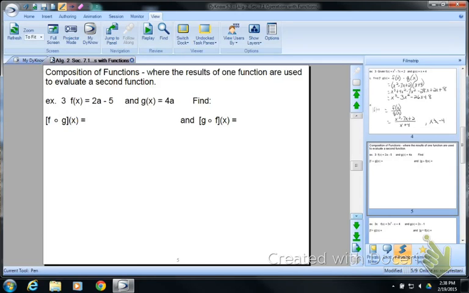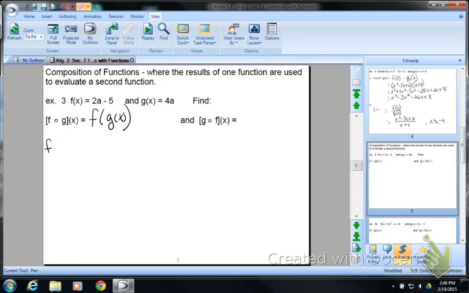Composition of functions, or where the results of one function are used to evaluate a second function. Example 3, f of x is equal to 2a minus 5 and g of x is equal to 4a. We need to find f∘g, that spells fog, fog of x. What does fog of x mean? It means we are going to evaluate f of g of x. It gets a little bit more complicated. We've got f parentheses g of x. The way we read this is f of g of x. So it can be given to you as fog of x, or it can be given to you as f of g of x. They mean the same thing.